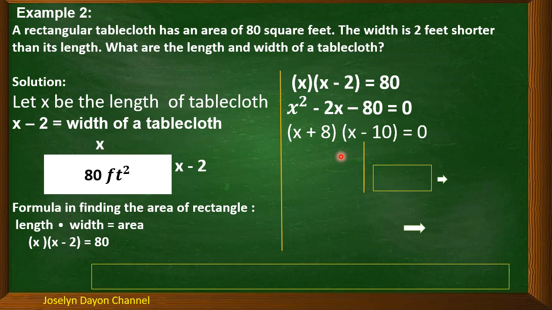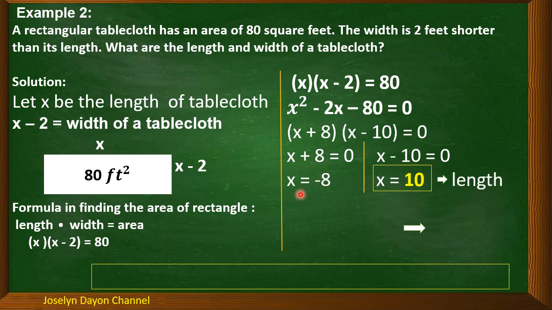Now we are going to equate each factor with 0. So we have x plus 8 equals 0, and the other one is x minus 10 equals 0. So for x, we have x equals negative 8, and the other one, x equals 10. We let x be the length of the tablecloth. Therefore, 10 here is the length. We are only considering the value of x that is equal to 10 because the dimension of a tablecloth is always positive. We are not considering x equals negative 8.